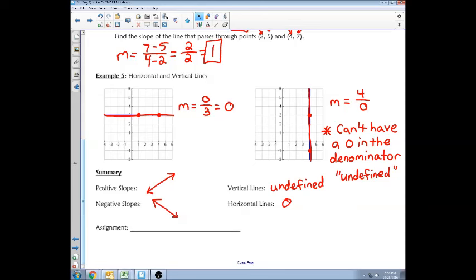Also remember that the rate of change is also known as slope. So slope and rate of change are exactly the same thing. And again, it's my change in dependent over my change in independent.